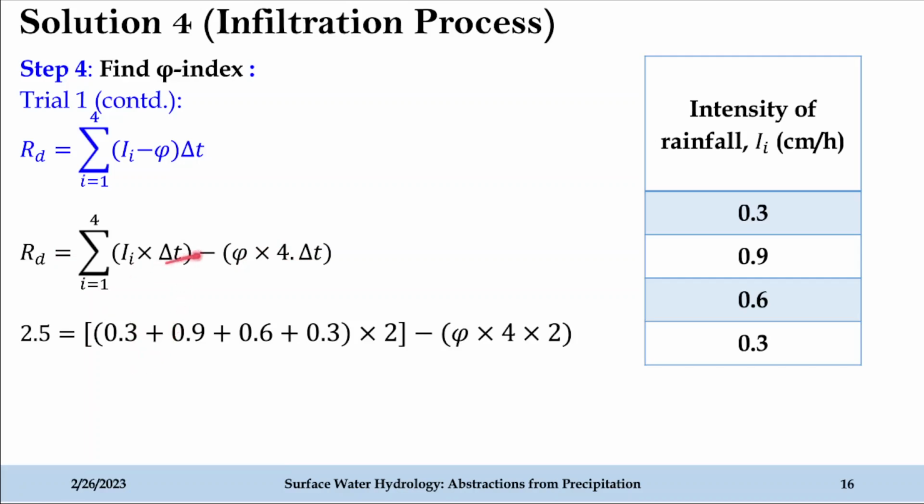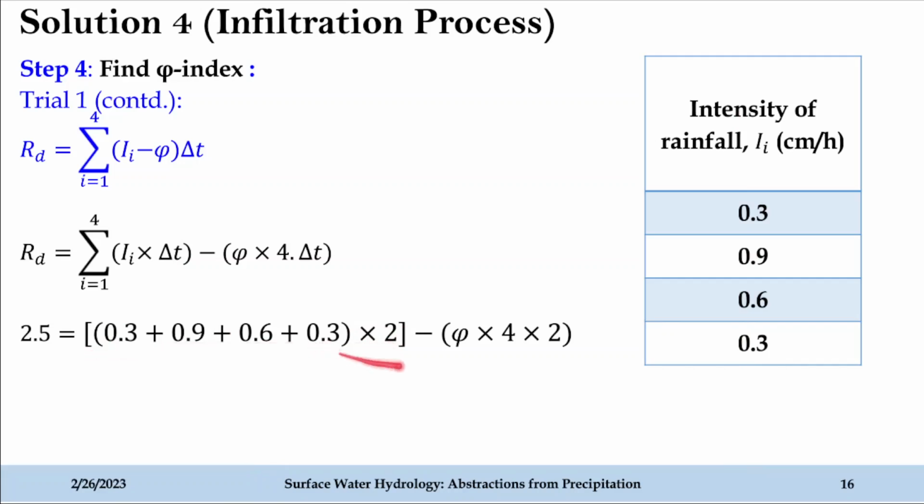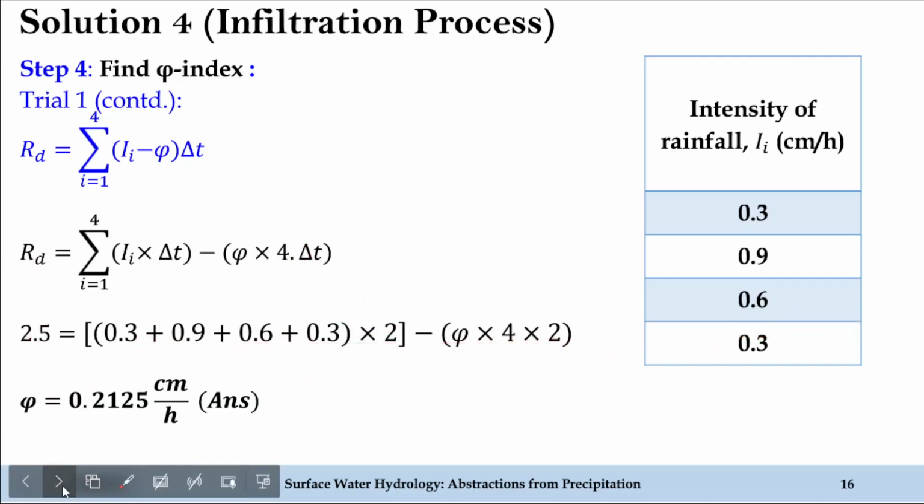Now let's substitute the values. So I into delta t: here 0.3 plus 0.9, 0.6 plus 0.3. These are the intensities of rainfall. All together they are multiplied with the time interval delta t, that is 2 hours, minus phi, which is unknown and we need to find out, into 4 into delta t, where delta t is 2 hours. We already calculated in step 1 that the depth of the runoff is 2.5 centimeter. Now let's solve this equation to find phi.